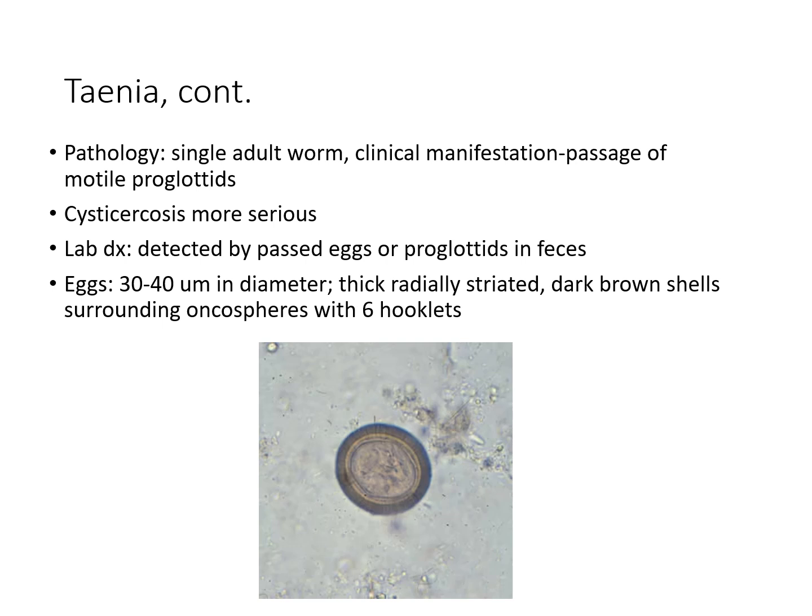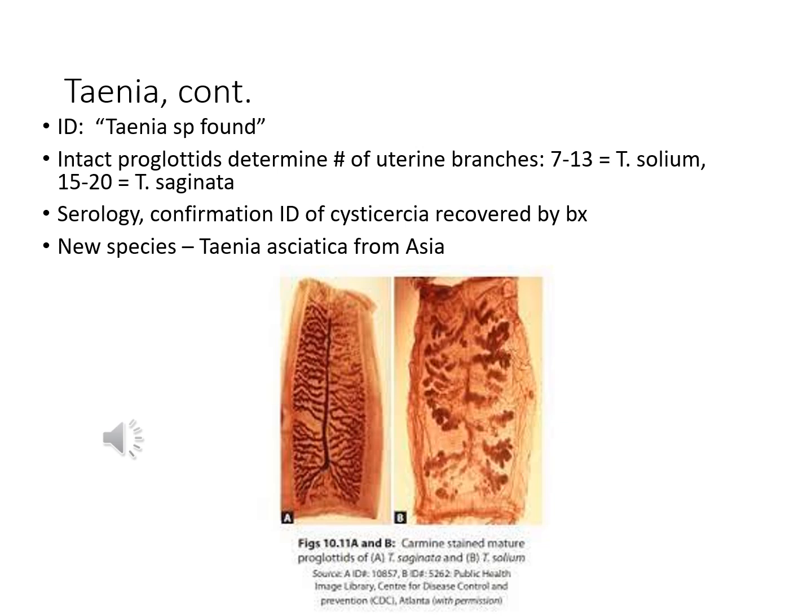For laboratory diagnosis, this is primarily based on the detection of eggs or proglottids passed in the feces. The eggs measure about 30 to 40 micrometers in diameter and are characterized by a thick, radially striated dark brown shell. Inside each egg is an oncosphere containing 6 distinctive hooklets, which is an important identifying feature under microscope examination. We cannot differentiate species based on visualization of the egg. So if a Taenia egg is found, you're just going to report that you found a Taenia egg.